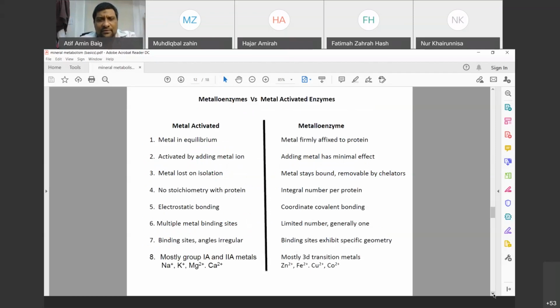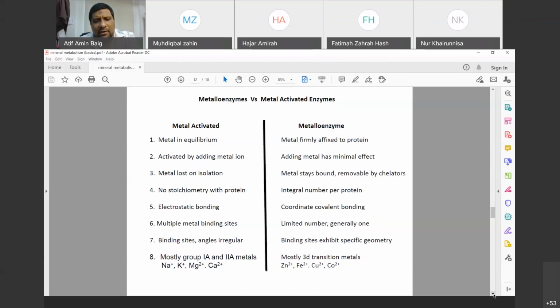Now these are a few of the differences between metalloenzymes and metal activated enzymes. For example, in metal activated enzymes, the metal is in equilibrium. In metalloenzymes, the metal is firmly fixed into the protein. Number two, activated by adding metal ion. Adding metal has minimal effect, meaning if you already have a metalloenzyme and you add that same enzyme to the solution in vitro, it will not work basically. Then we have metal lost on isolation. Metal stays bound and is removable only by chelators. Number four, no stoichiometry with protein, versus an integral number per protein.